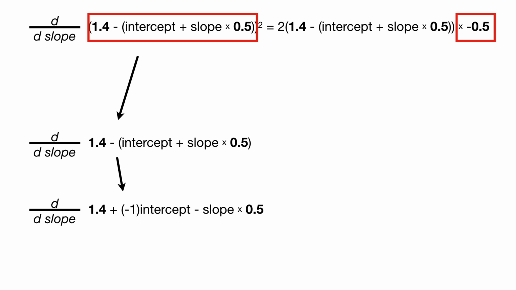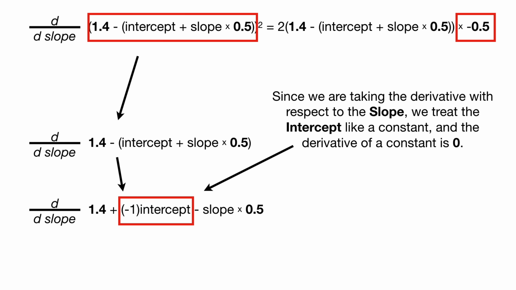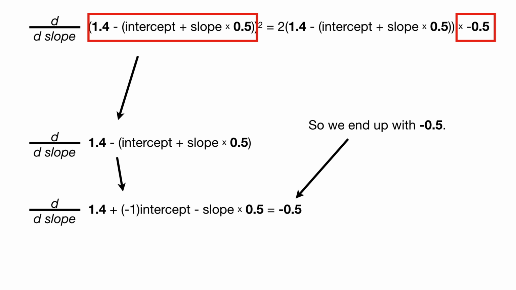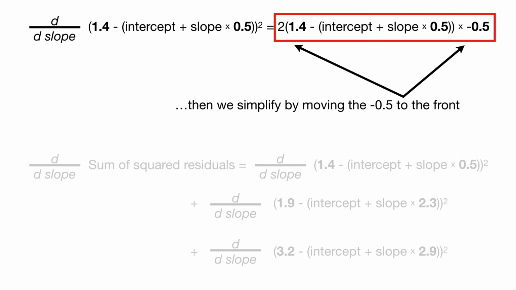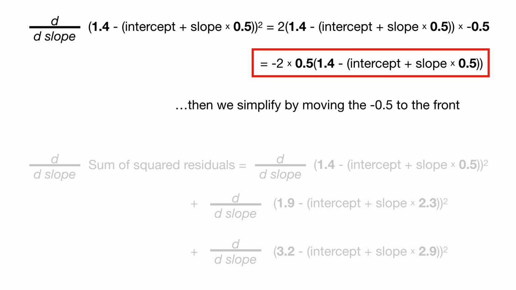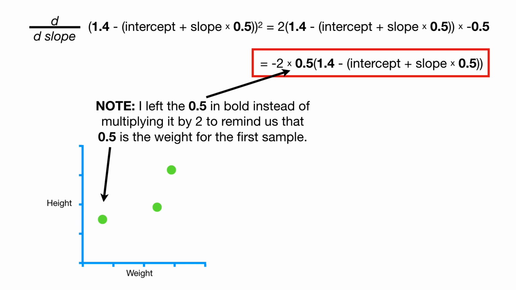Beep, beep, boop, boop, boop. Since we are taking the derivative with respect to the slope, we treat the intercept like a constant, and the derivative of a constant is 0. So we end up with -0.5. Boop, boop. Then we simplify by moving the -0.5 to the front. Note, I left the 0.5 in bold instead of multiplying it by 2 to remind us that 0.5 is the weight for the first sample.